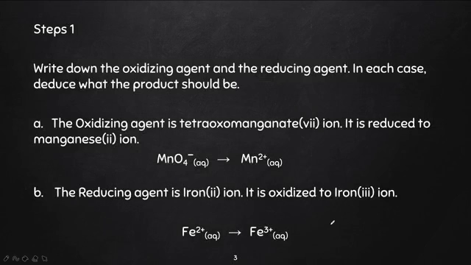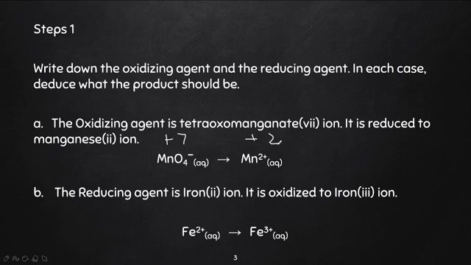The first thing I need to do is to write down the oxidizing and the reducing agent in each case and deduce what the product should be. The oxidizing agent in this case, as you could guess, is the manganate ion. The manganate ion loses its oxygen as it becomes manganese. So we can also use other definitions of reduction to deduce what happens to the manganate ion. The manganate ion had an oxidation number of +7, and the oxidation number changes to +2. From +7 to +2 is a decrease in oxidation number. So at the end of the day, the manganate ion undergoes reduction.